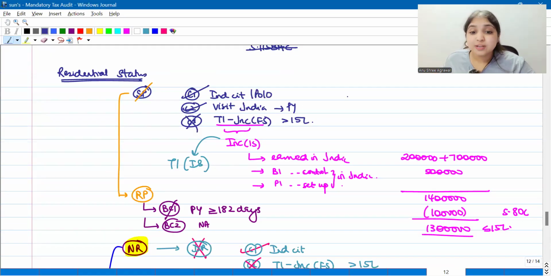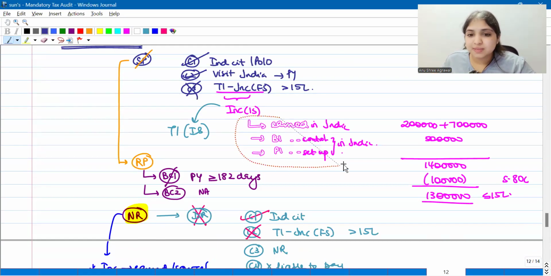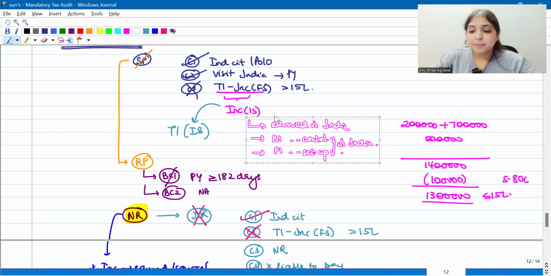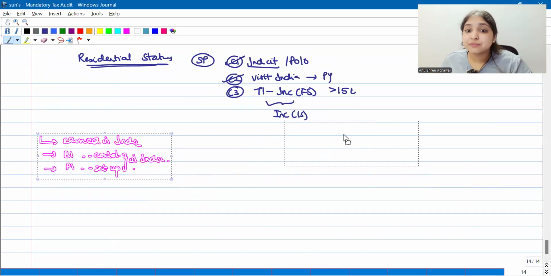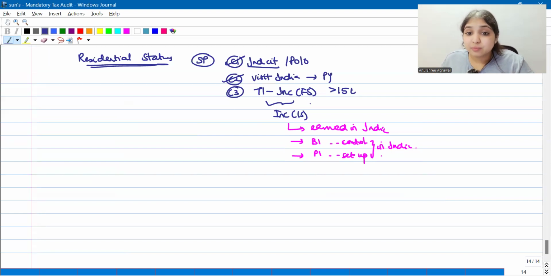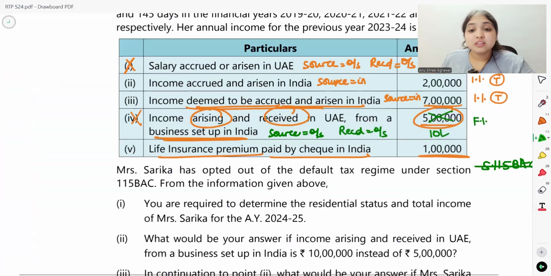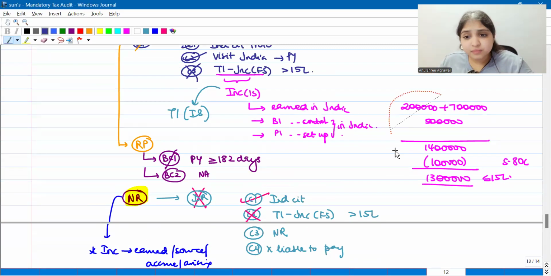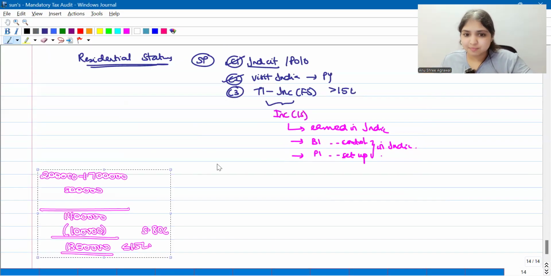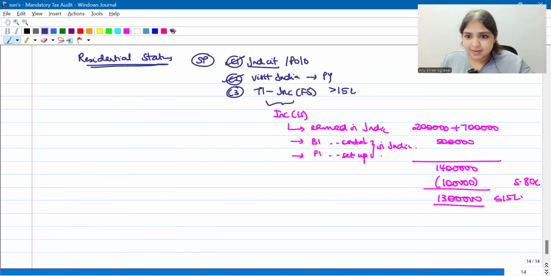And I've already told you, generally income from Indian source means income which is earned in India. But only for the purpose of this 15 lakh calculation alone, income from Indian source will include three things. Now let's check what is the income from Indian source for the purpose of the 15 lakhs number. Everything else is the same, only this 5 lakh number has changed to 10 lakhs. So all of this is going to be exactly the same, only one number has changed. Instead of the 5 lakh number, we will take the 10 lakh number.